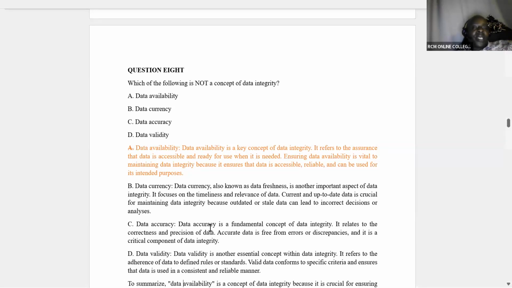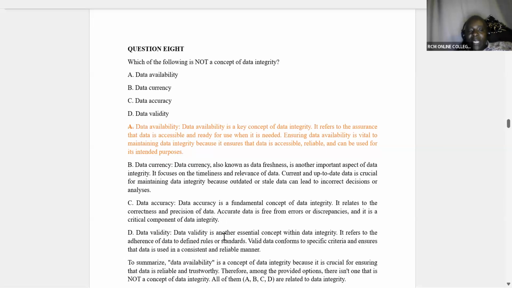Data accuracy is a fundamental concept of data integrity. It relates to the correctness and the precision of data. Accurate data is free from errors or discrepancies, and it is a critical component of what here? Data integrity.